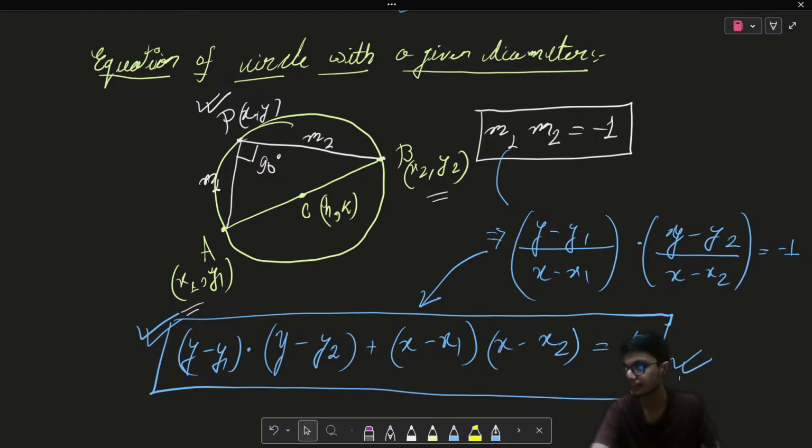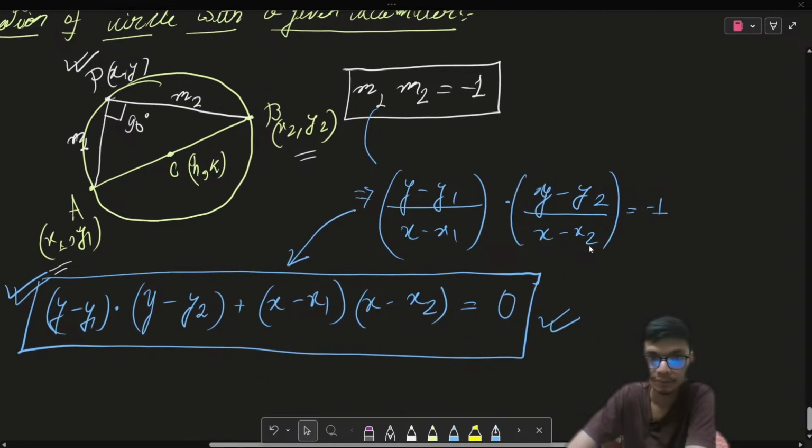I hope this is clear to all of you. Is this part clear? Do let me know if you have any questions, any queries. Okay, so this is how we get to the required equation. I assume this is clear to all of you.